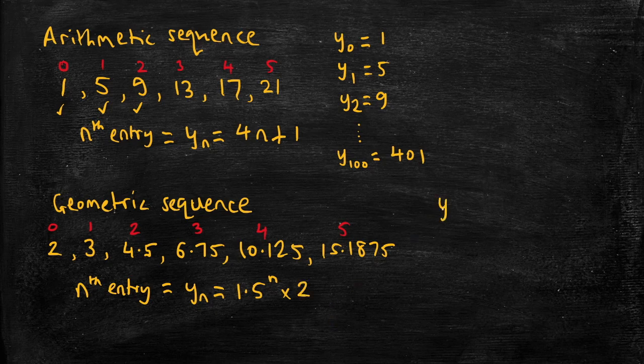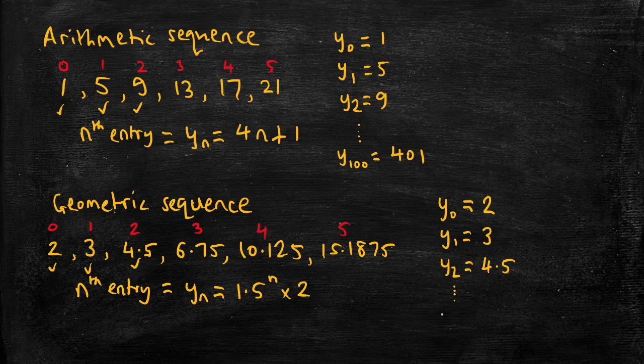So let's just check that that gives us the right numbers. So y0 is going to be 1.5 to the 0, which is 1, times 2 is 2. y1 is going to be 1.5 to the power 1, which is 1.5, times 2 comes to 3. y2 will be 1.5 to the power 2, so 1.5 squared, which is 2.25, times 2 comes to 4.5, and so on. So sure enough, that formula is giving us the right entries in this geometric sequence.